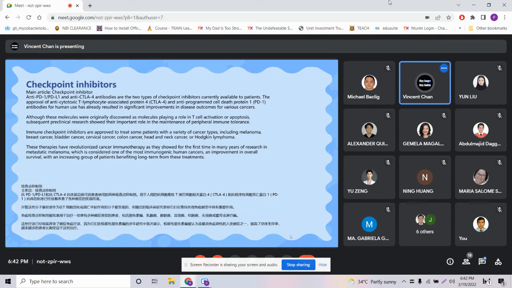These therapies have revolutionized cancer immunotherapy as they showed for the first time in many years of research in metastatic melanoma, which is considered one of the most immunogenic human cancers, an important improvement in overall survival, with an increasing group of patients benefiting long-term from these treatments.